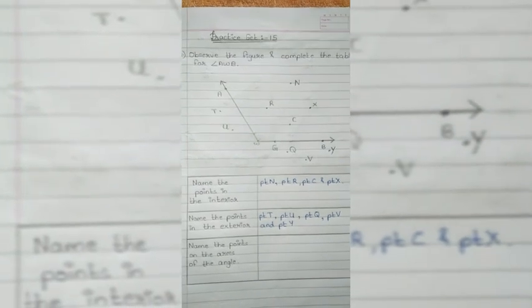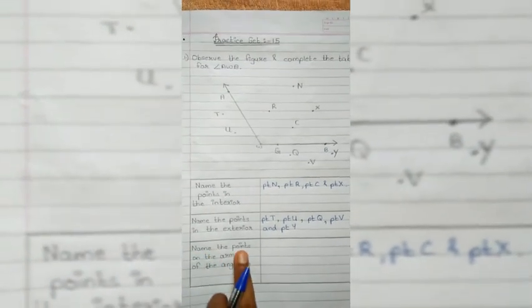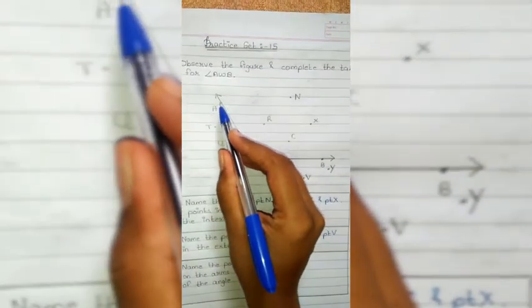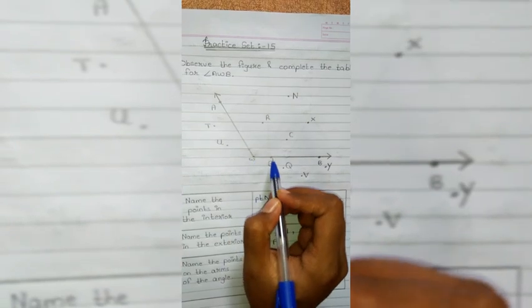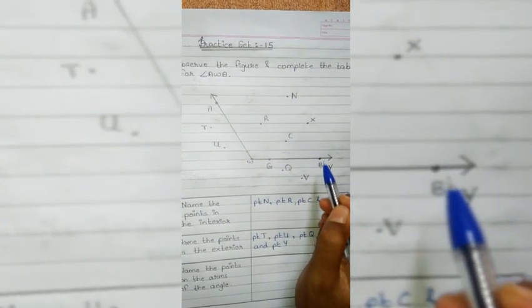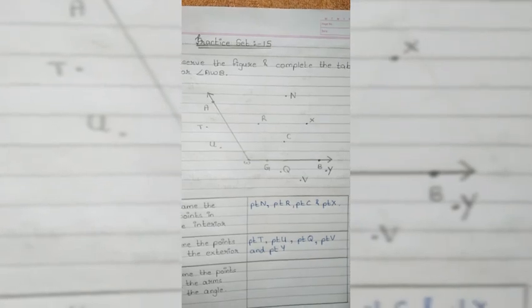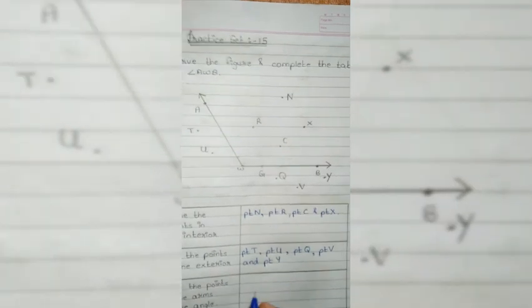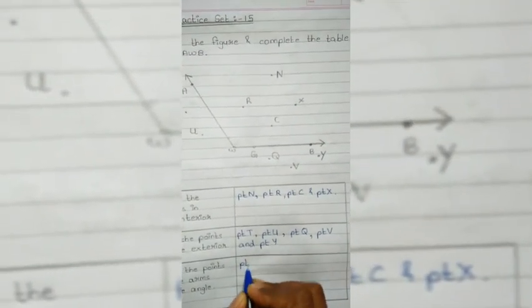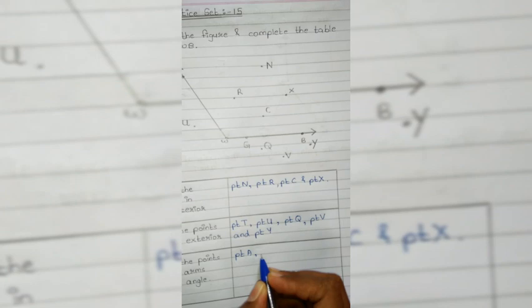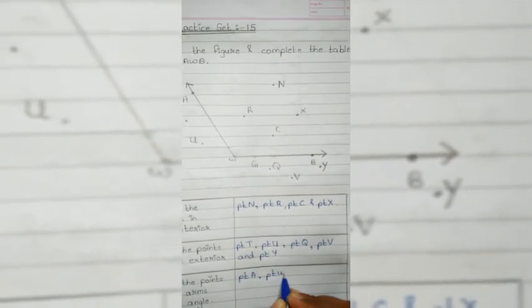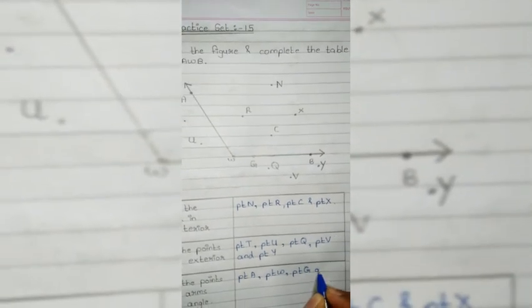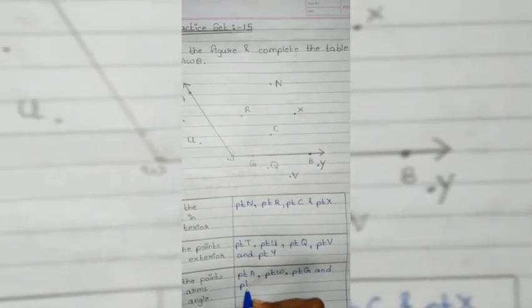Now, name the points on the arms of the angle. Point A, point W, point G and point B are the points on the arms of an angle. Point A, point W, point G and point B.